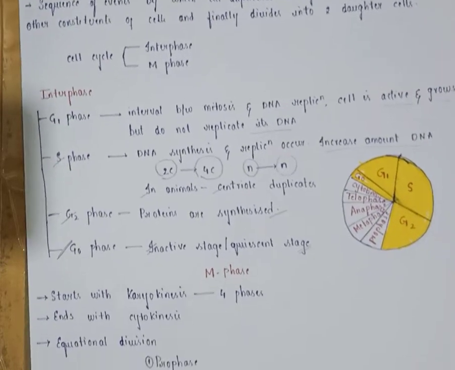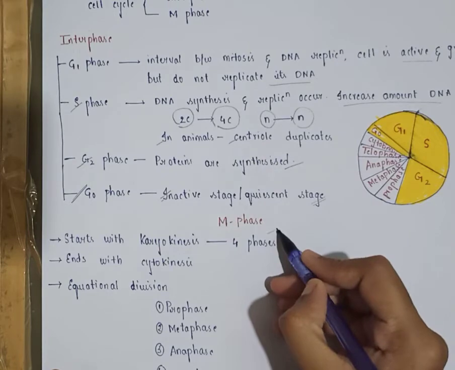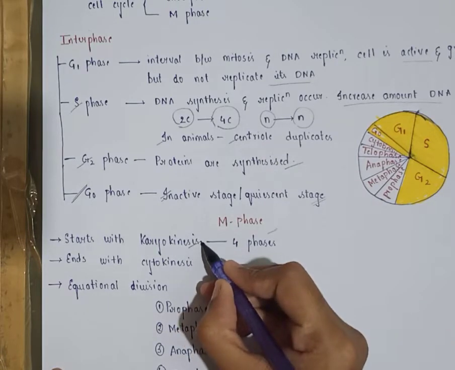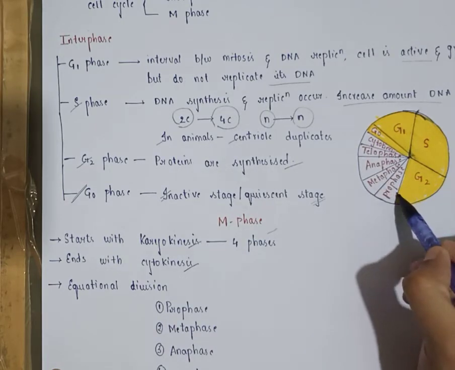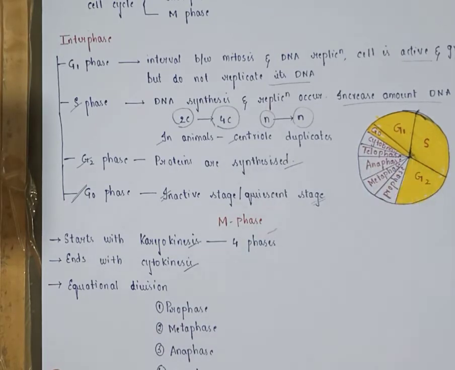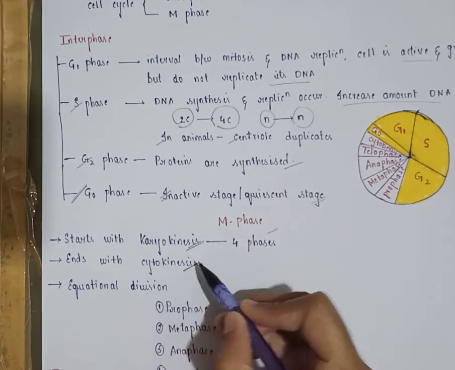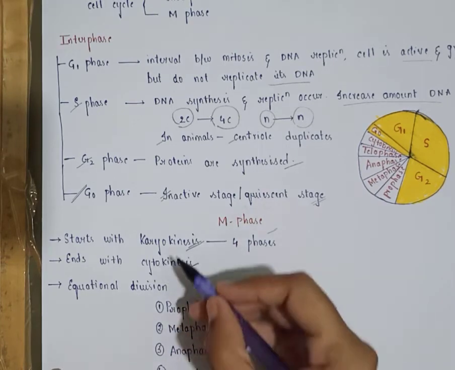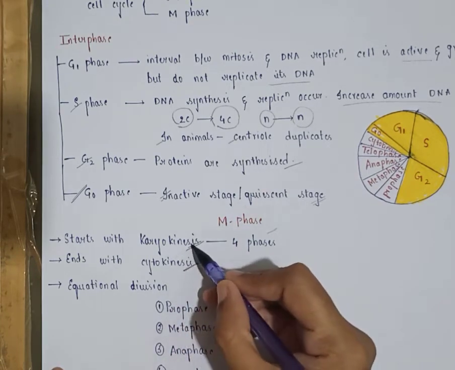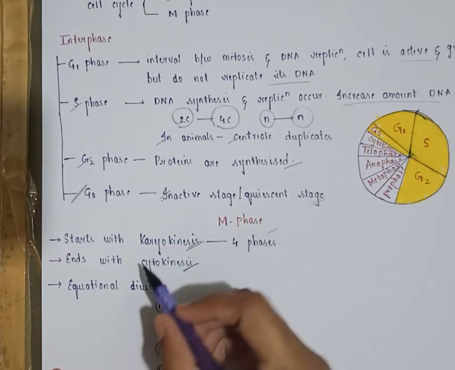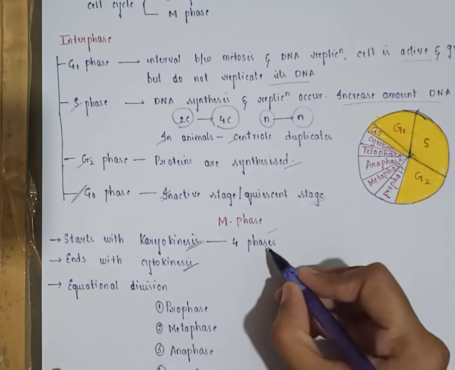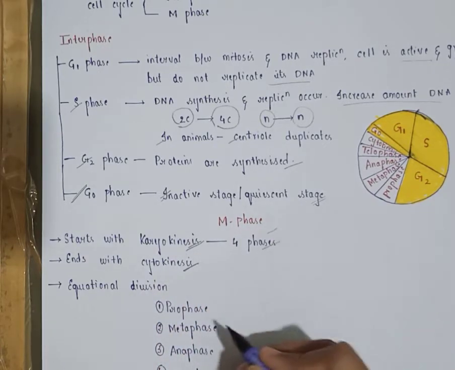So next is the M phase, or mitosis phase. M phase starts with karyokinesis and ends with cytokinesis. Karyokinesis means division of the nucleus and cytokinesis means division of the cytoplasm. So by the end of the M phase, karyokinesis and cytokinesis are completed and the cell is divided into two daughter cells. This karyokinesis is again divided into four phases. The four phases are Prophase, Metaphase, Anaphase and Telophase.